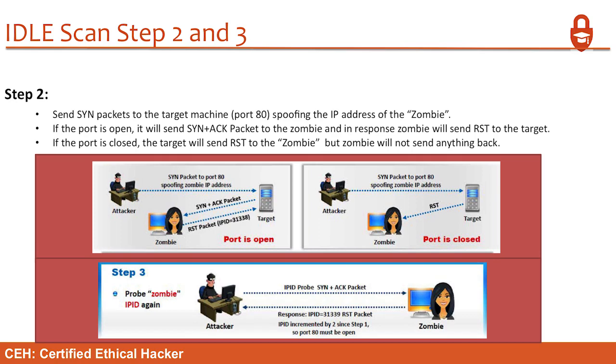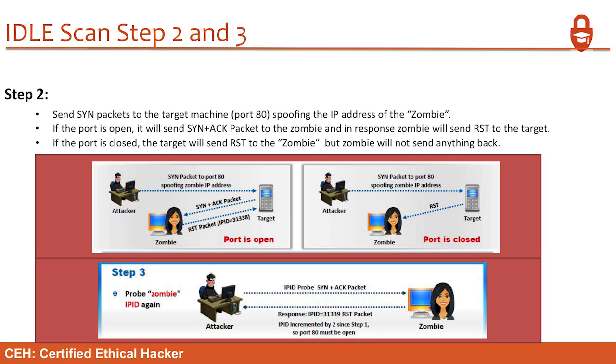So we send a SYN packet to port 80 spoofing the zombie's IP address. So we've identified a zombie machine, and now we have identified a target, and we found a zombie that it's been talking to. And then we try to send a SYN packet to port 80 spoofing the zombie's IP address. So it sends the packet with the SYN and the ACK flag set to the zombie because that's the address we spoofed. And then the reset packet comes back from the zombie because he's not expecting that, and he gives them the IPID. So that means that the port is open.